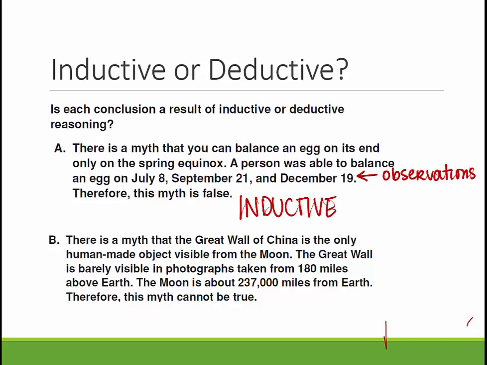The second one, there's a myth that the Great Wall of China is the only human-made object visible from the moon. The Great Wall is barely visible in photographs taken from 180 miles above Earth. The moon is about 237,000 miles from Earth. Therefore, this myth cannot be true. So there's a couple facts in here. We know that we've taken some photographs from about 180 miles above Earth. We know that the moon is about 237,000 miles away from Earth. So based on this, because these are facts, we know that this is deductive reasoning.